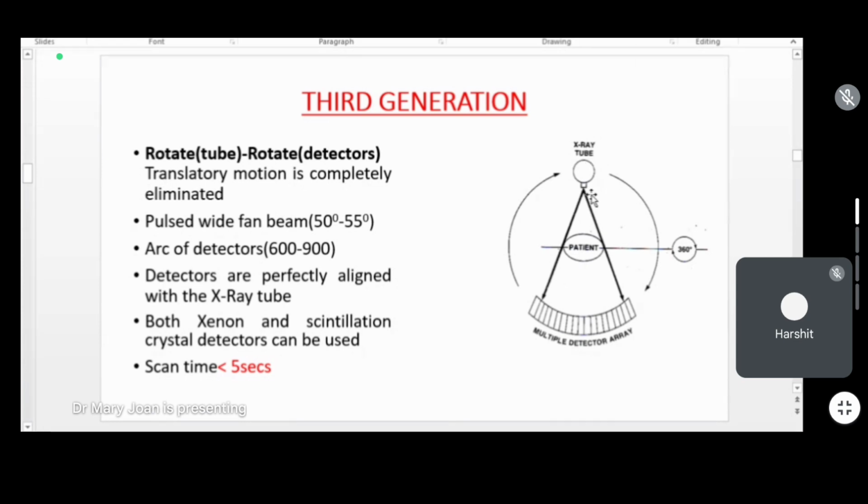So, in simple terms, we can say that each ray of these beams is produced as a pulse. Then the next pulse, next pulse, next pulse, like that the X-rays are produced. But all this happens in a very short amount of time, and the whole scanning takes place in less than 5 seconds.